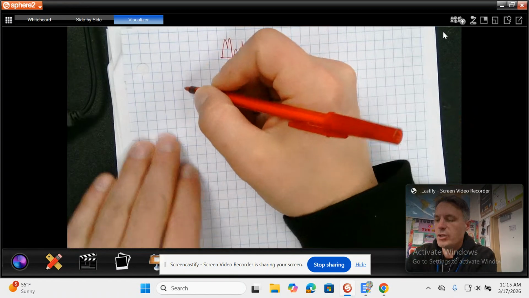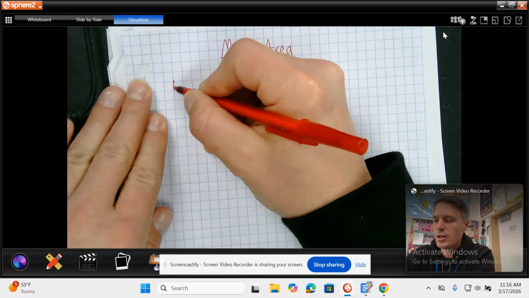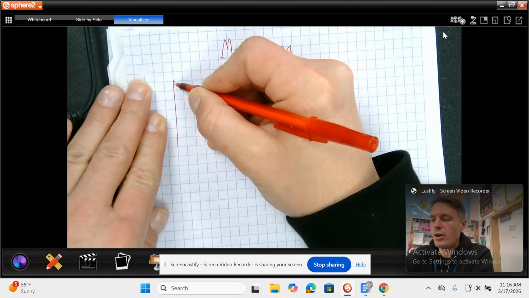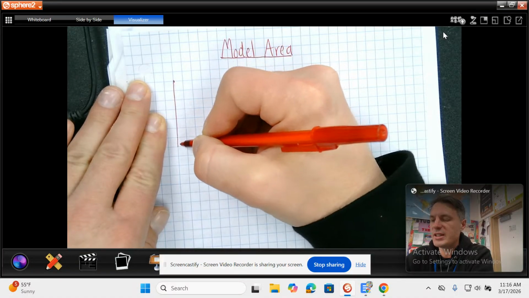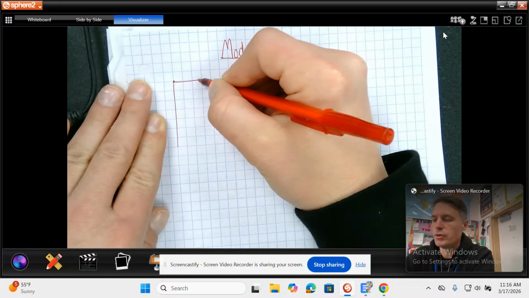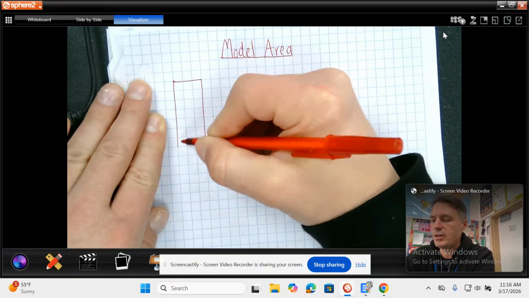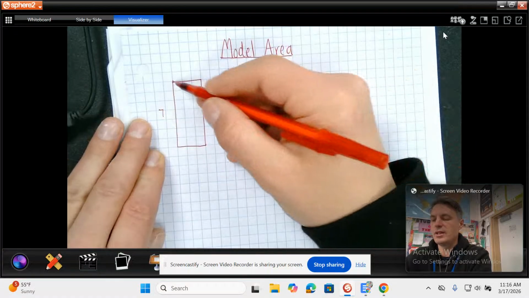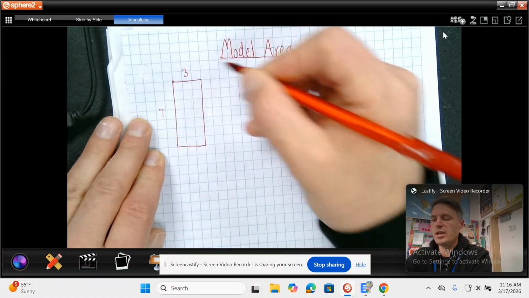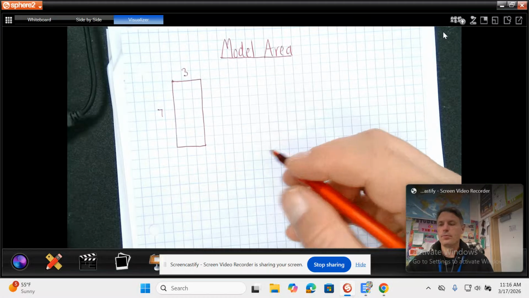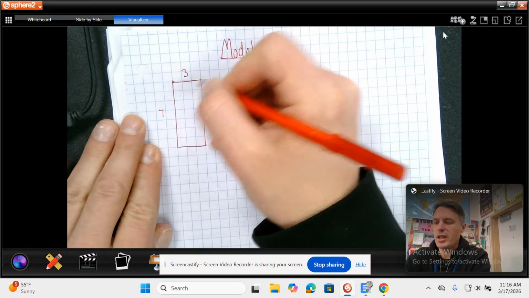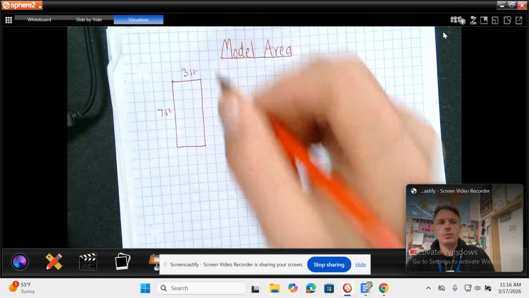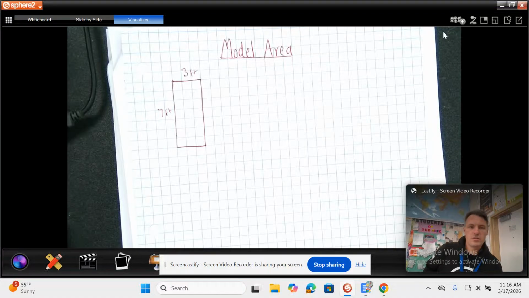So let's draw a two-dimensional figure right here. Let's go ahead and draw this one. Now go down 1, 2, 3, 4, 5, 6, 7. And go over 3. So we're making a rectangle, and it is 7 units long, and it's 3 units wide, okay? And we'll say that that's feet. Of course, it's not really feet, but we'll just pick the unit of feet.